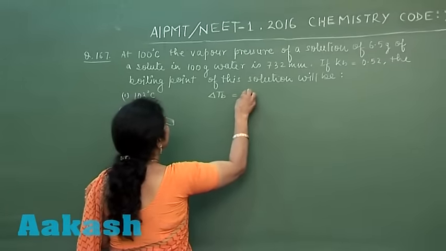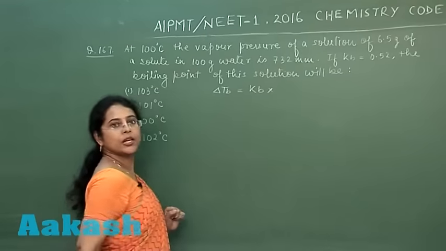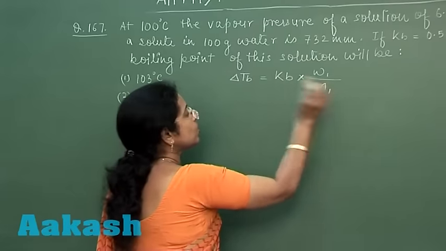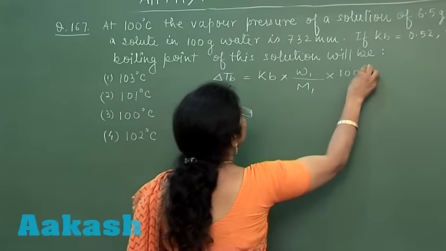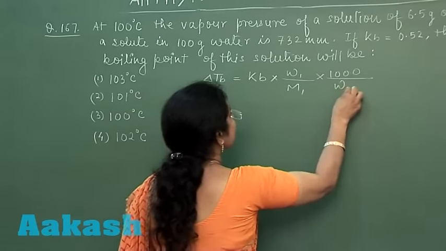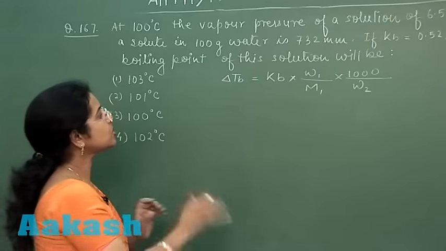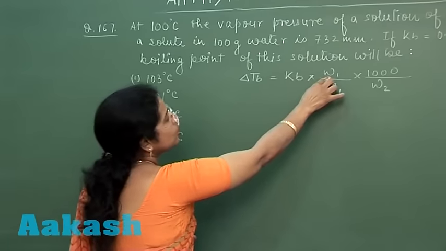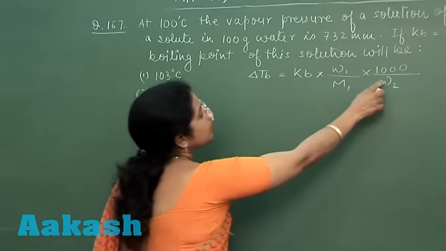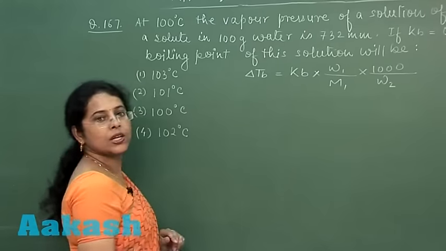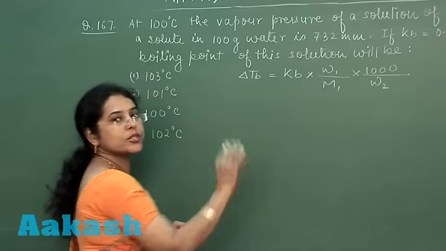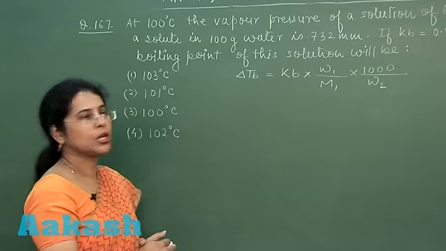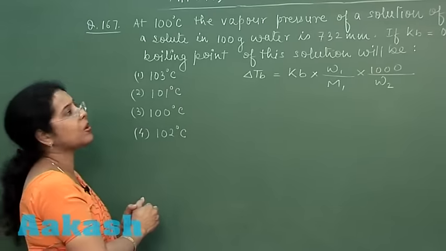Delta Tb is equal to Kb into molality, and formula of molality is mass of solute upon molecular mass of solute into 1000 by mass of solvent taken in gram. Now see, in this question the value of Kb is given, mass of solute is given W1, mass of solvent is given, but molecular mass of solute is unknown. So first of all we have to calculate the molecular mass of solute. Now see, how can we calculate the molecular mass of solute?